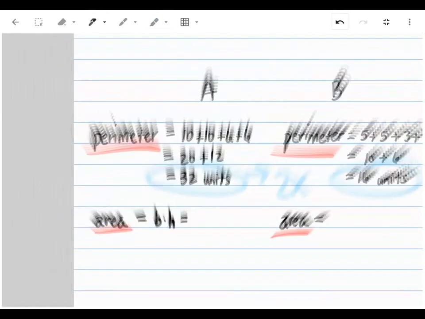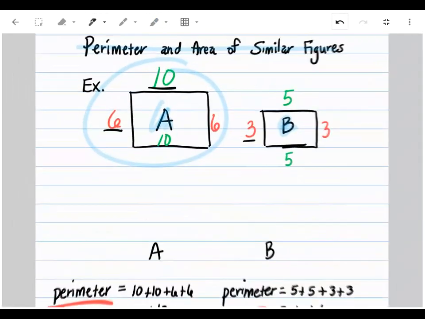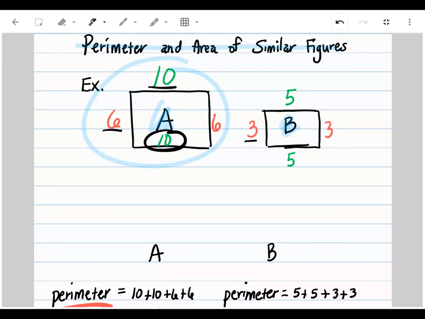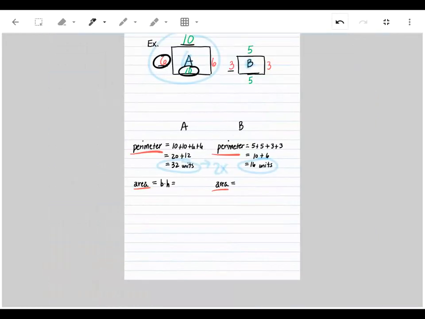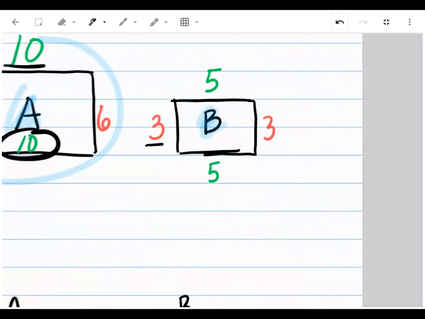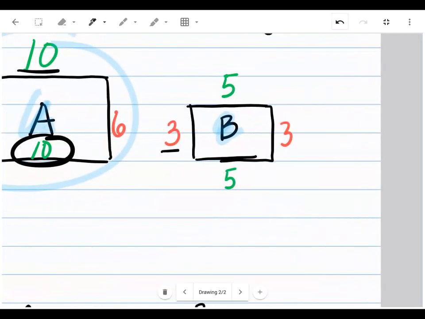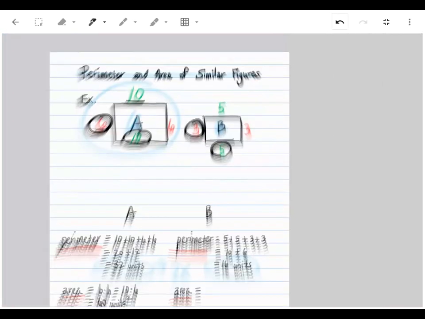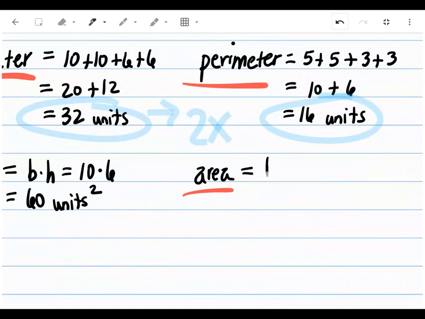So if you look back up here at rectangle A, the base is 10 and the height is 6. So nothing too difficult here. We're going to do 10 times 6, and that gives me 60 square units. And we can write that like this, 60 square units. The area for rectangle B, if we do base times height, will be our base is 5 and our height is 3. So down here I'm going to use the formula again, base times height equals 5 times 3, and that gives me 15 square units.